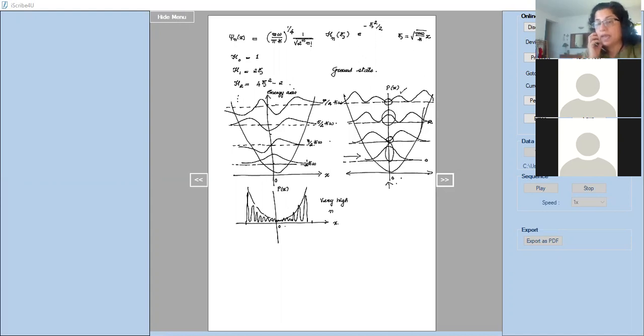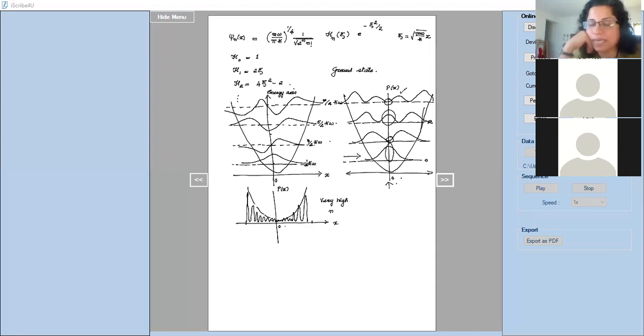And if you think about how the situation will be for your classical harmonic oscillator, can anybody tell me what you expect to be the probability distribution for a classical oscillator? Where will it be maximum? Where will it be minimum? Any thoughts?